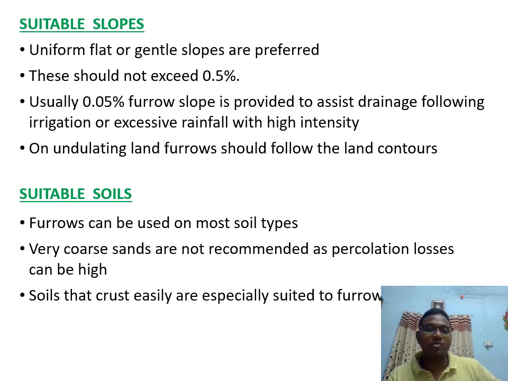On undulating land, furrows should follow the contour lines. So one of the types is the contour furrow, which we apply in undulating lands. Then soil suitability. Furrows can be used on most soil types, except very coarse sandy soils, as we discussed earlier. Soils that crust easily are especially suited for furrow irrigation.